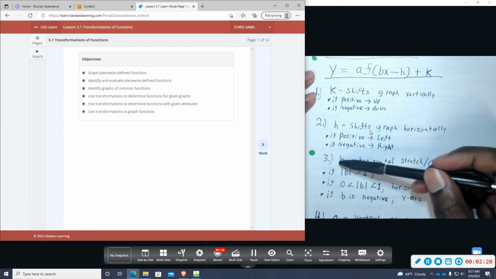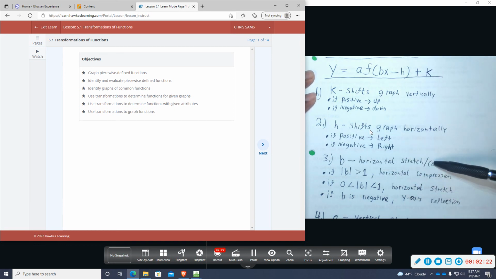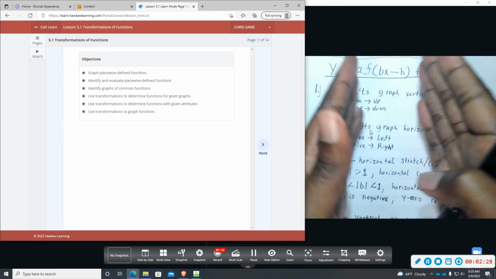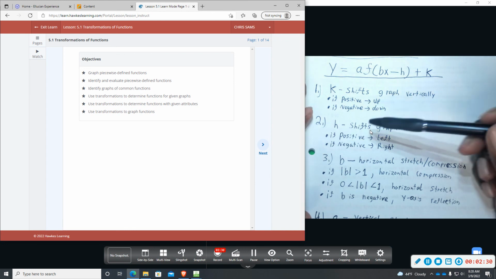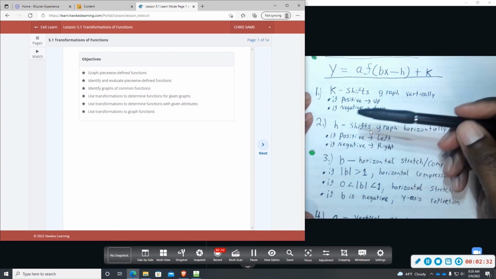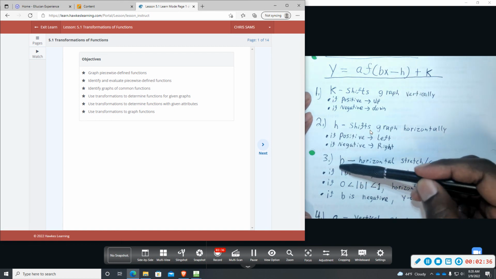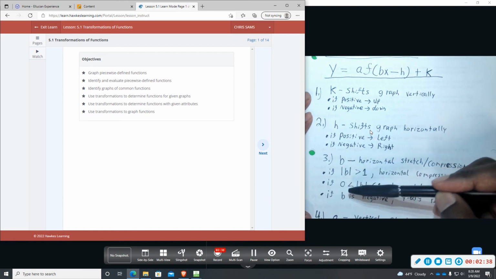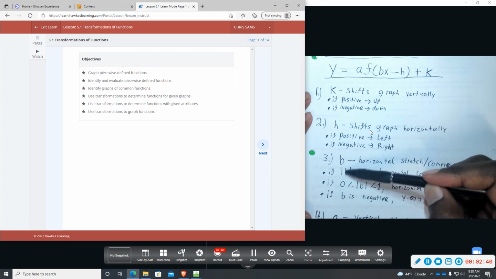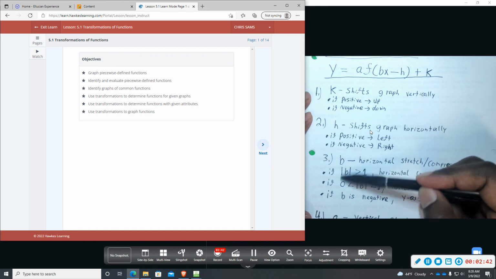But what B does is it will horizontally stretch or compress your graph in the horizontal direction. So going long ways, it will stretch it out or push it, squeeze it together. And so here's how you know. You're going to look at the value of B, or the distance from 0, really. So that's what we do when we say absolute value. How far is that number from 0? So it doesn't matter if it's negative or positive. We're looking at the distance.